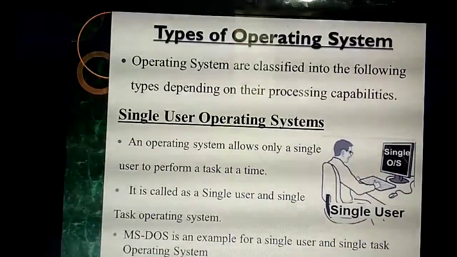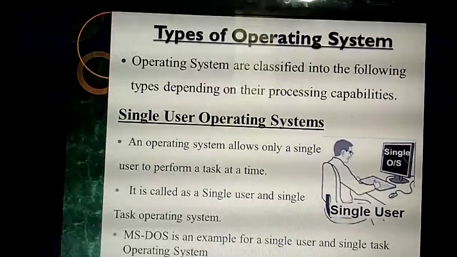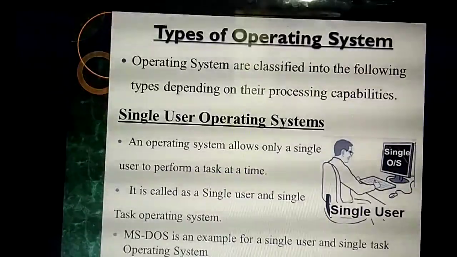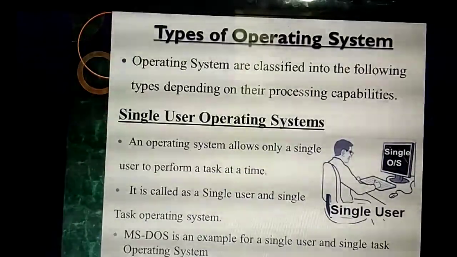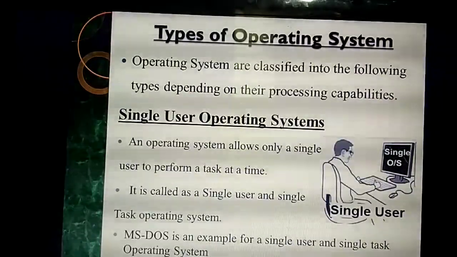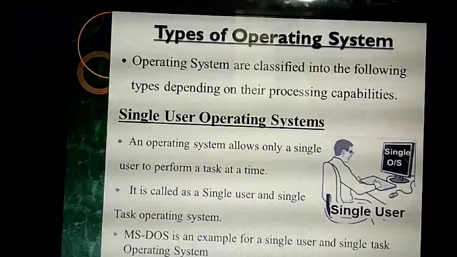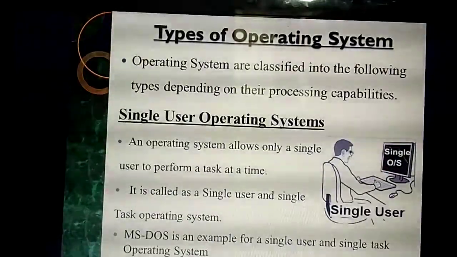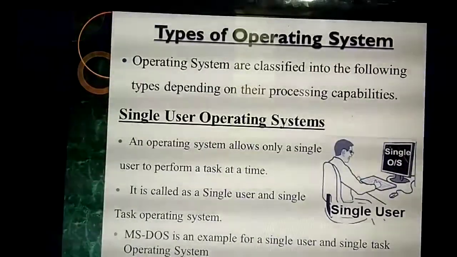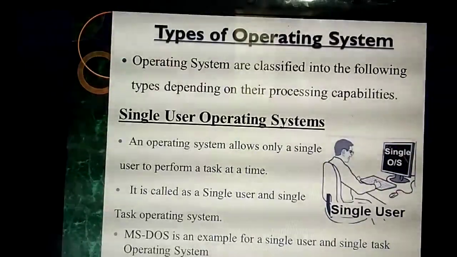This operating system allows only one user to work at a time, or only one task to be done at a time. That's what I said. I am typing a word file and taking a printout. At the same time, I can't play a movie file in the system, and I can't type a word file while doing something else. That's a single user operating system. One example they have given is an old OS, MS-DOS. In this operating system, you can perform only one task at a time.